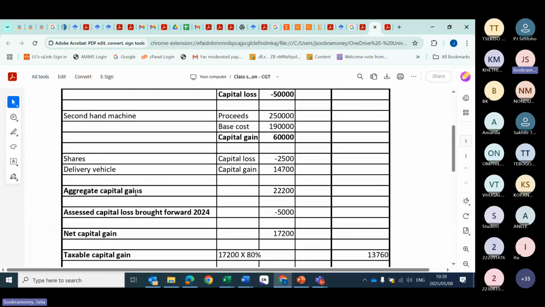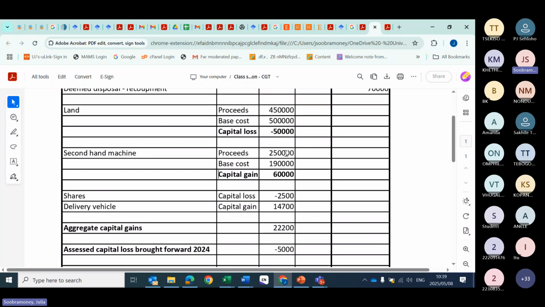Now, what do I say? Aggregate capital gains. Now, what does aggregate mean? It means total. But you cannot go put total. You have to use the correct wording. Aggregate. So how did I get the aggregate capital gain? I said minus 50 plus 60 minus 2.5 plus 14,700 to give me the aggregate capital gain of 22,200. Okay. What happens if I landed up on a minus? Then I would say aggregate capital loss.